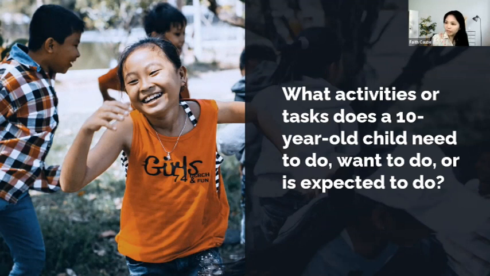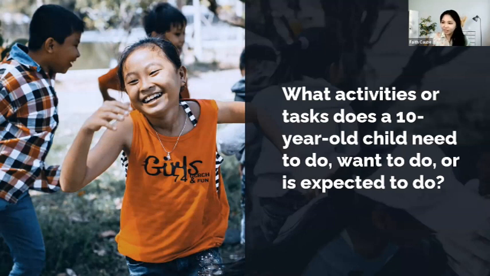So I have the chat open here. I'll give examples later, but I want to see what you think. Raul, thank you again for sharing. Raul says that a 10-year-old child probably either needs, wants, or is expected to play, read, and interact with others. Watch cartoons. Yeah. Thank you, Patricia Adzo. Maybe a child wants to watch cartoons or fun shows on TV, not study, although they're expected to study or they need to study, right?